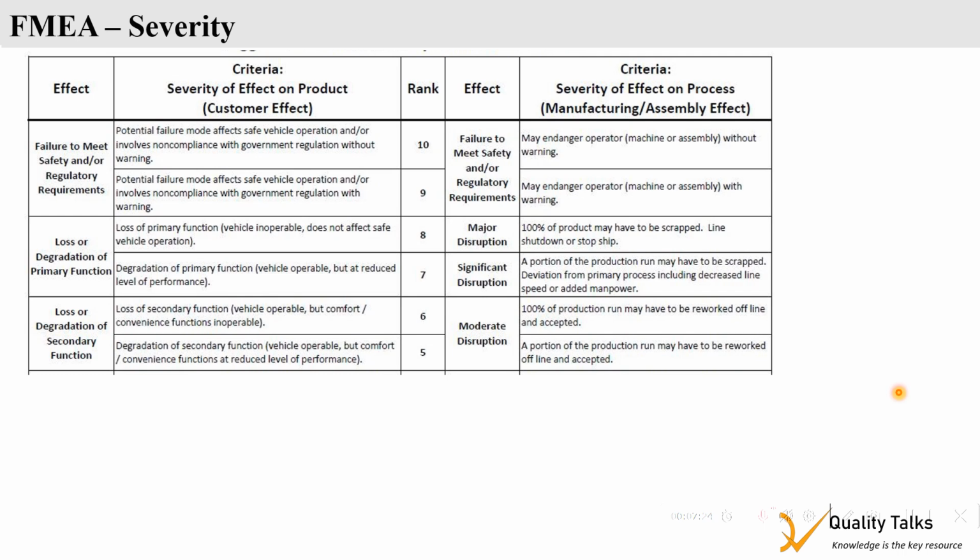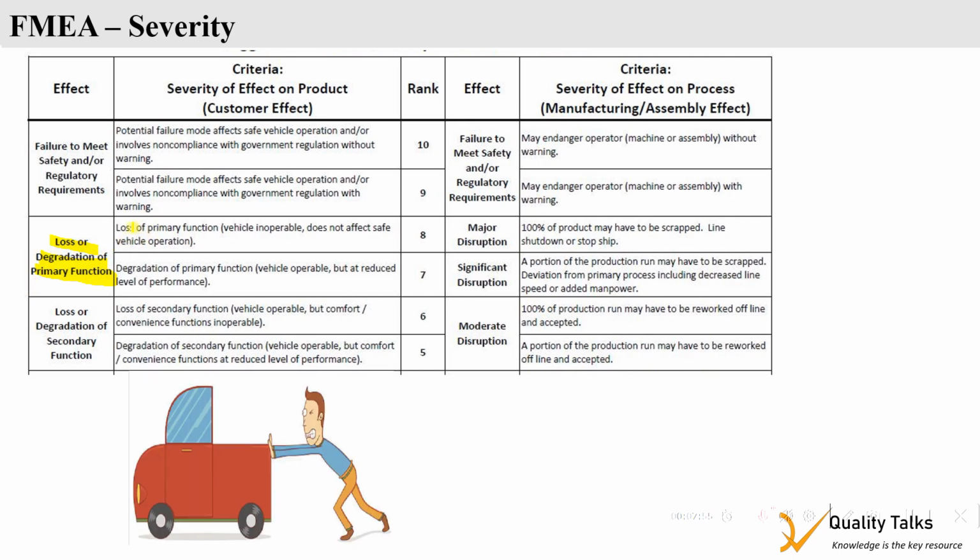Now let's discuss severity 8 and 7. Severity 8 and 7 come into one group: loss or degradation of primary function. So what is primary function? For a vehicle, the primary function is running. If the vehicle is running, the primary function is being met. So what does severity 8 call for with respect to the customer? Loss of primary function. It means the vehicle is inoperable but does not affect safe vehicle operation.